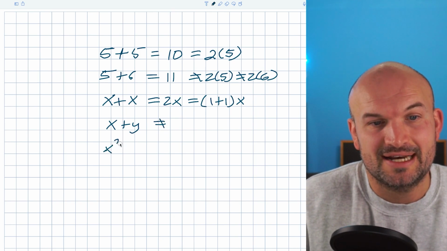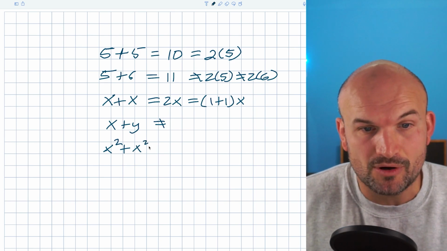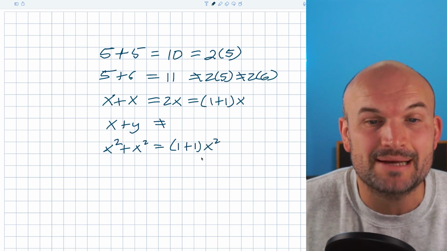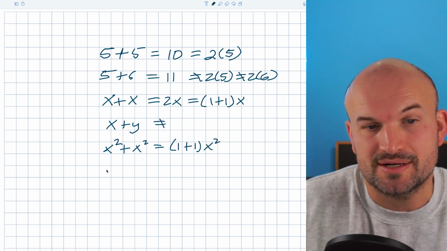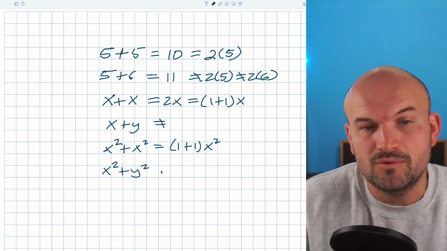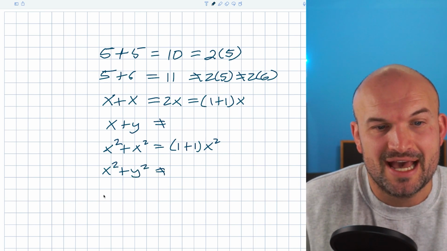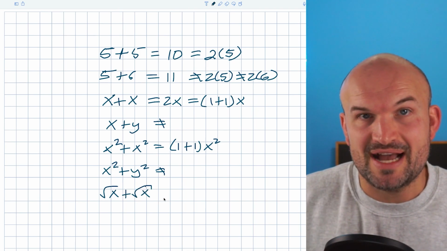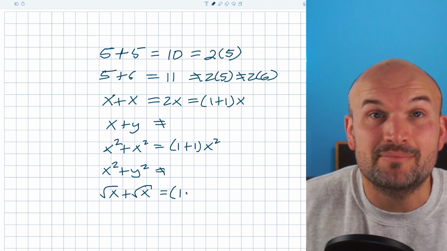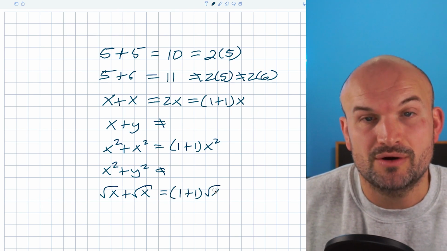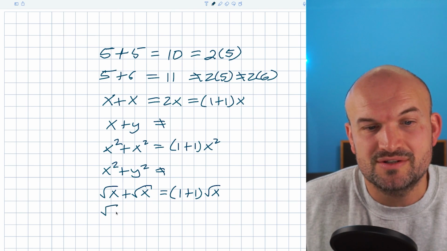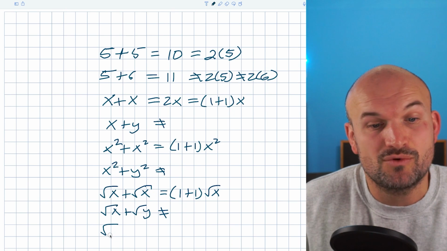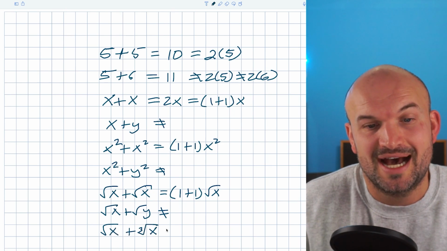And the same thing if I had an x squared plus an x squared. If we have exponents, I can rewrite that as a 1 plus 1 of the x squareds. Again, I am combining these because they're both x squareds. But if I had an x squared plus a y squared, I cannot combine these any further. If I have, let's say, the square root of x plus the square root of x, these are both square roots of x, exactly the same. So I can combine them as 1 plus 1 times the square root of x. However, if I have the square root of x plus the square root of y, I cannot combine those. Or if I have the square root of x plus the cube root of x, I cannot combine these.